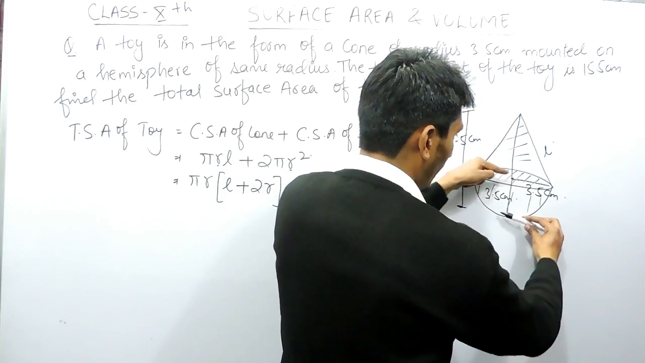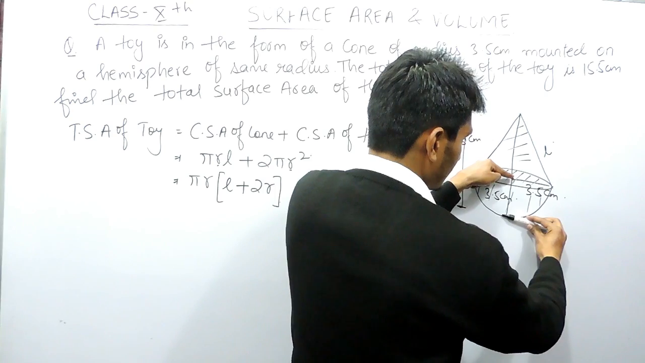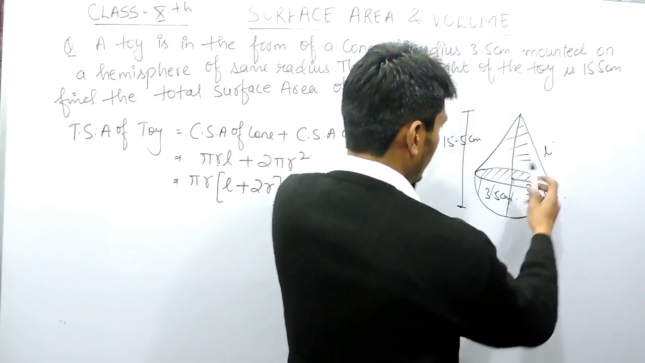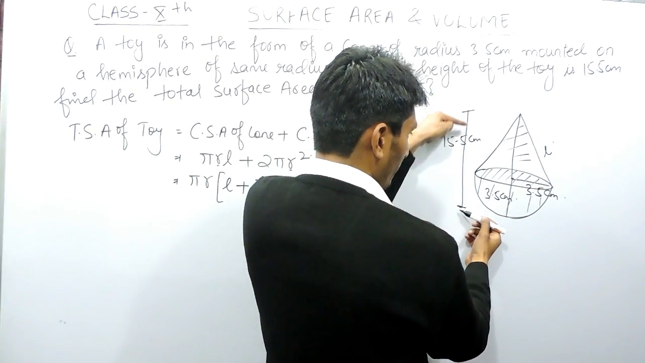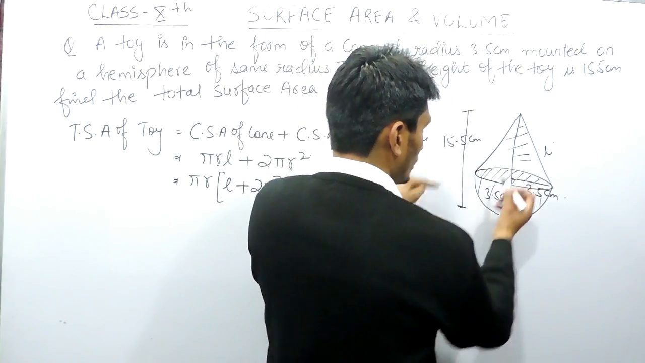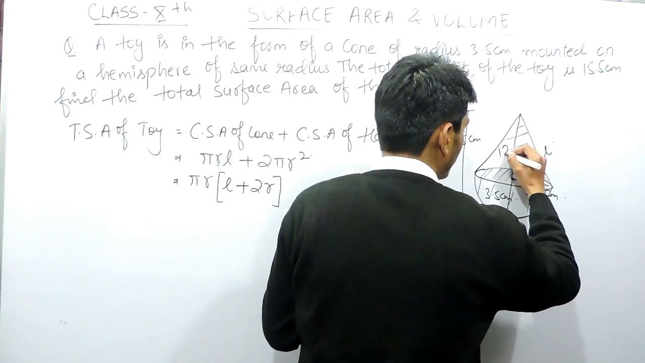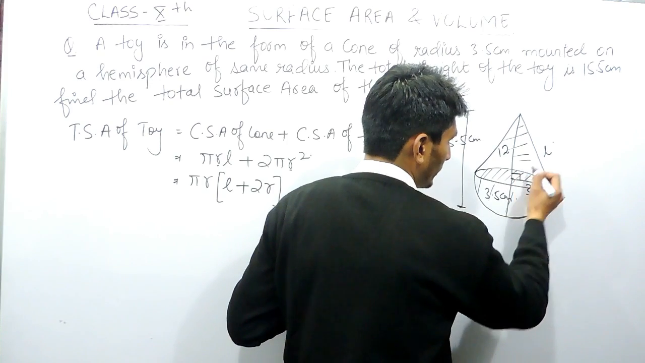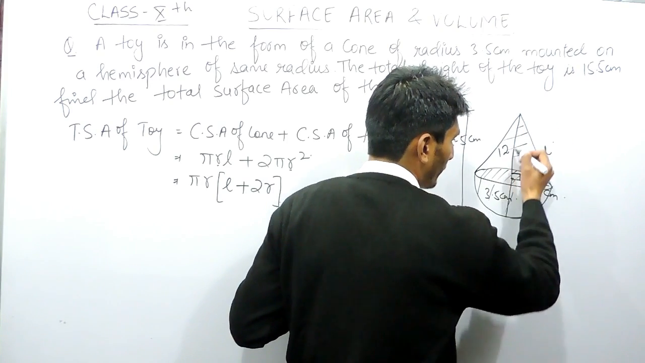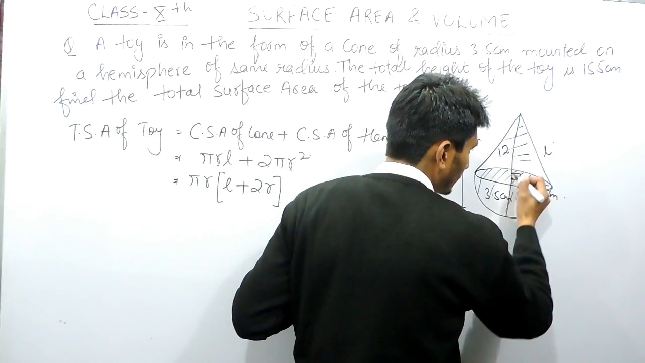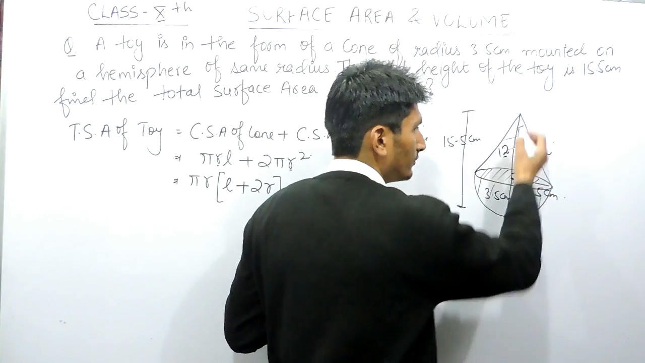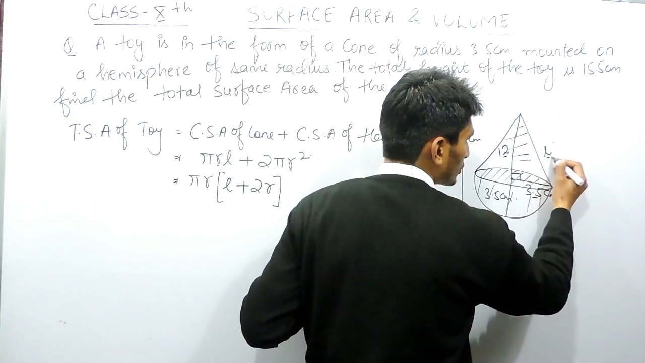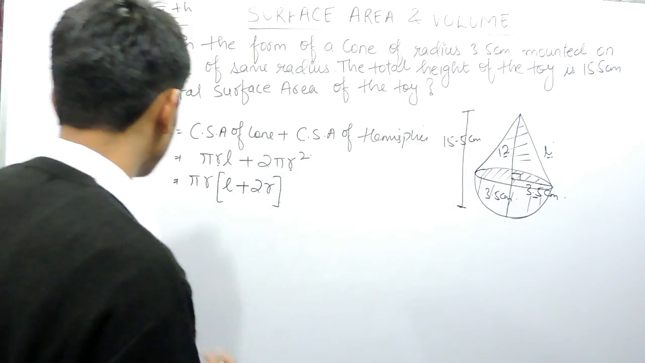And out of this complete height, this is obviously the radius, which is 3.5. So the remaining height will be 15.5 minus 3.5, which is equal to 12. So in this cone, if you want to find the slant height, we have to use the Pythagoras theorem, where this height is given to you as 12, which is the perpendicular, and the base is given to you as 3.5. So using Pythagoras theorem, you can find this L.